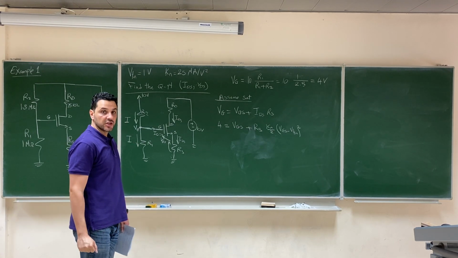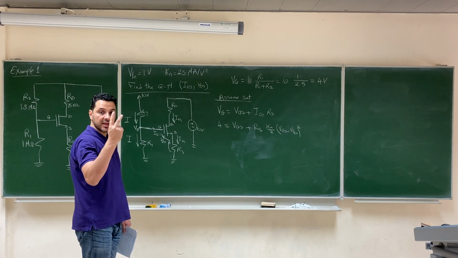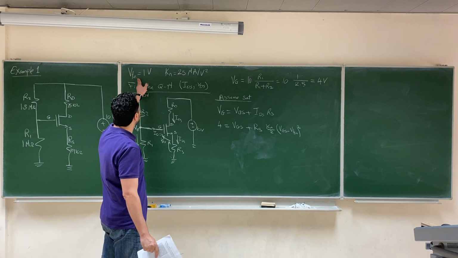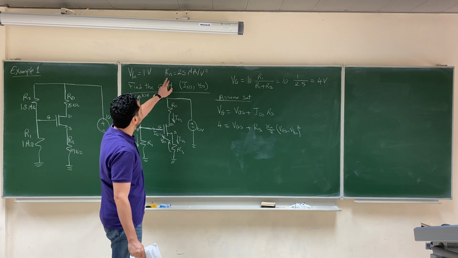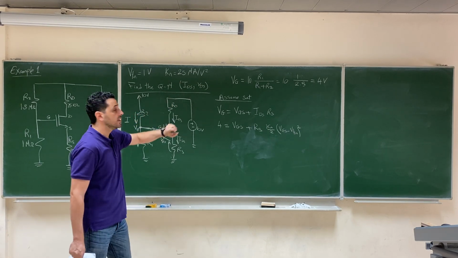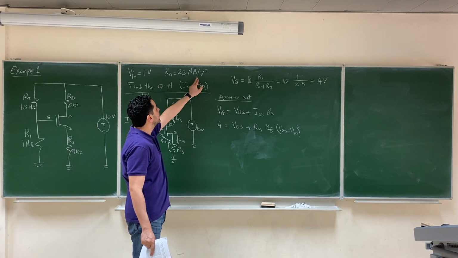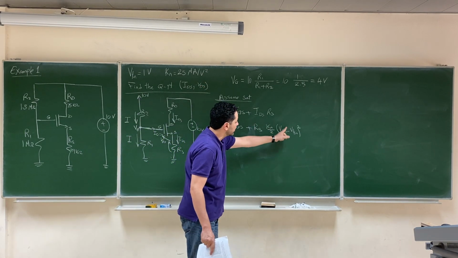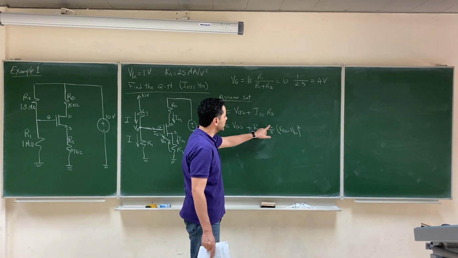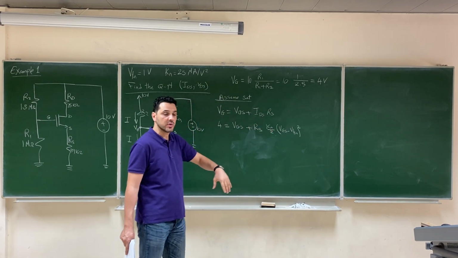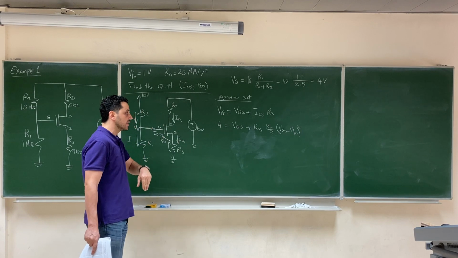It's a quadratic equation in VGS, so you expect that you will get 2 solutions. By the way, we were given that the V threshold equals 1 volt and the constant Kn is 25 microampere per volt squared. This is the unit of Kn, microampere per volt squared, because Kn is multiplied by a volt squared and it gives you current. So it must be ampere over volt squared, or milliampere over volt squared, or microampere over volt squared.